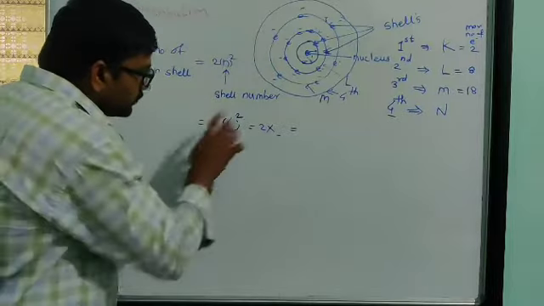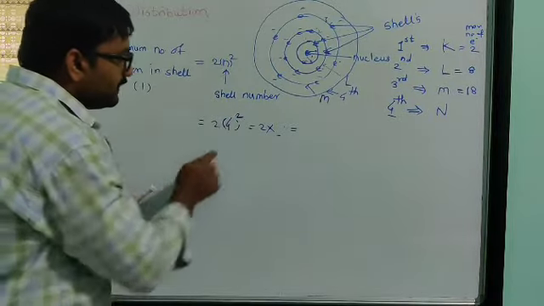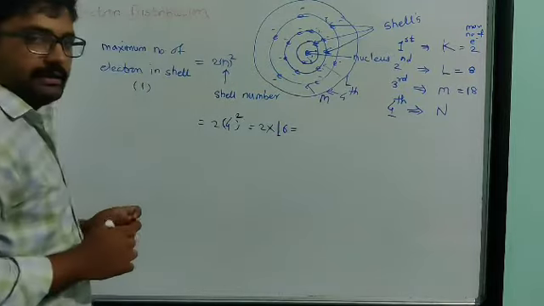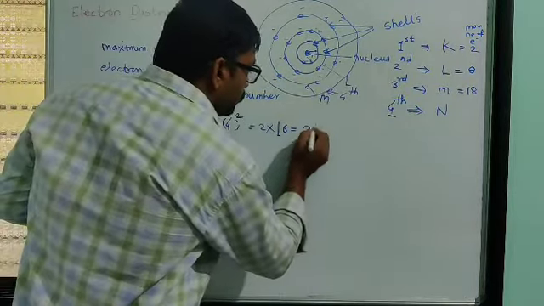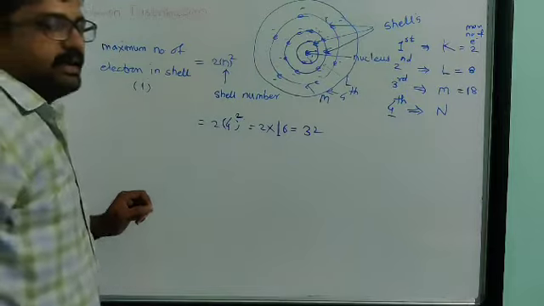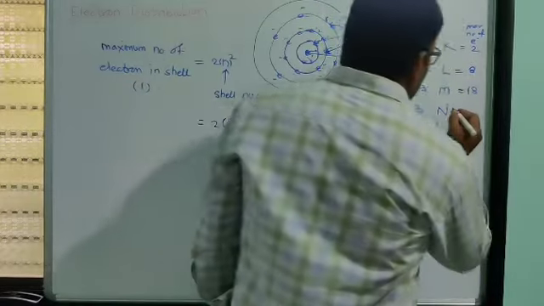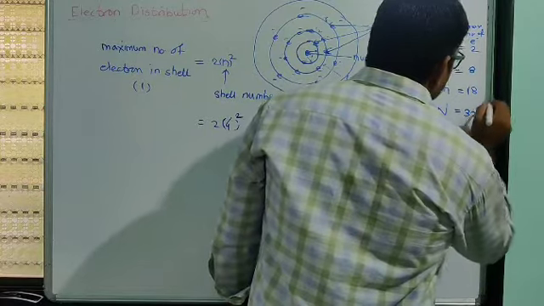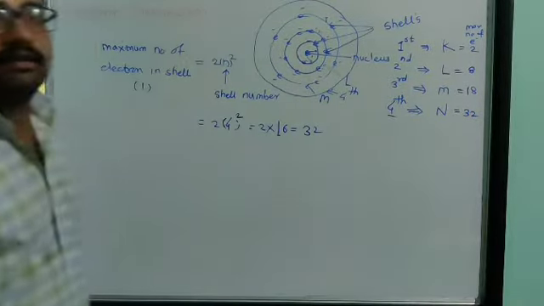We know 4 square is 16. This 2 remains as it is. So 2 into 16 is 32 electrons. So in the N shell, how many electrons are there? A total of 32 electrons are there.